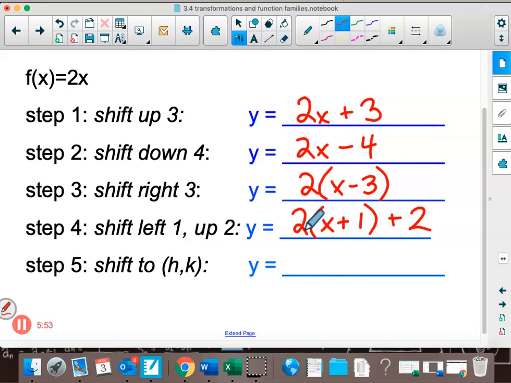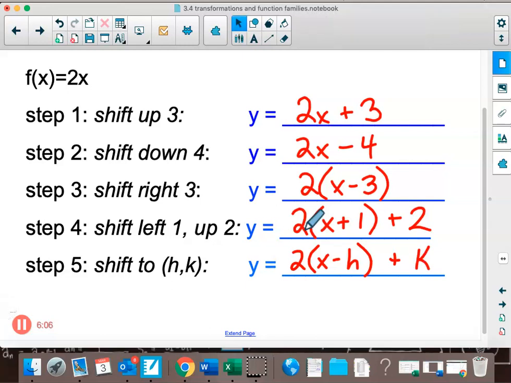So if we had to shift to h, k, this new point h, k, you would do x minus h and then plus k. You're going to see the letters h and k get used a lot over the next years.